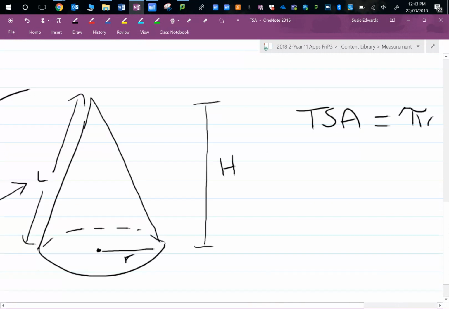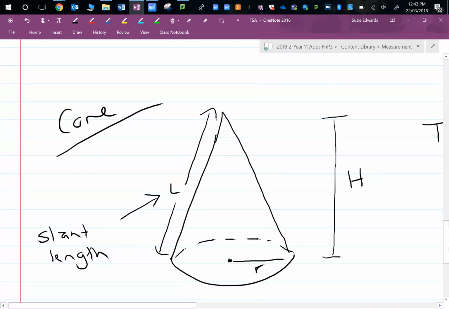So if we look at a cone, I need you guys to really understand this. So could you just draw that first and then I'll talk about it. Now, this is an L. Sometimes it's also an S. It's the slant length. It's that length along here. It's not a perpendicular height. It's a slant length. So it's this distance from the tip to the end down here, okay? Slant. So you've got the height, you've got a slant length, and you've got a radius.